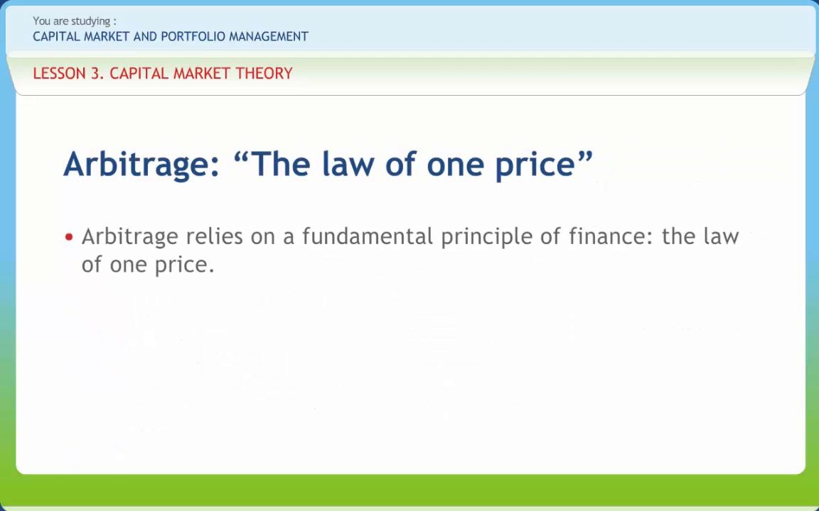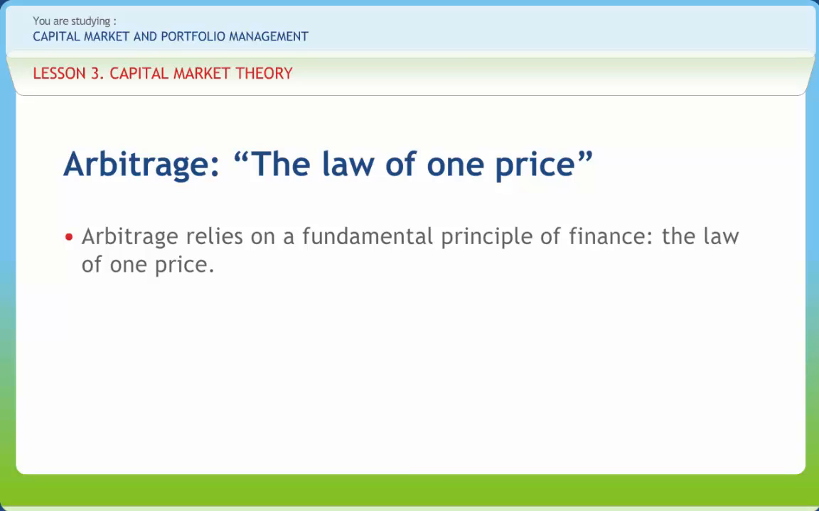Arbitrage relies on a fundamental principle of finance, the law of one price. It says that a security must have the same price regardless of the means of creating that security. It implies that if the payoff of a security can be synthetically created by a package of other securities, the price of the package and the price of the security whose payoff it replicates must be equal. CAPM is criticized for two assumptions.